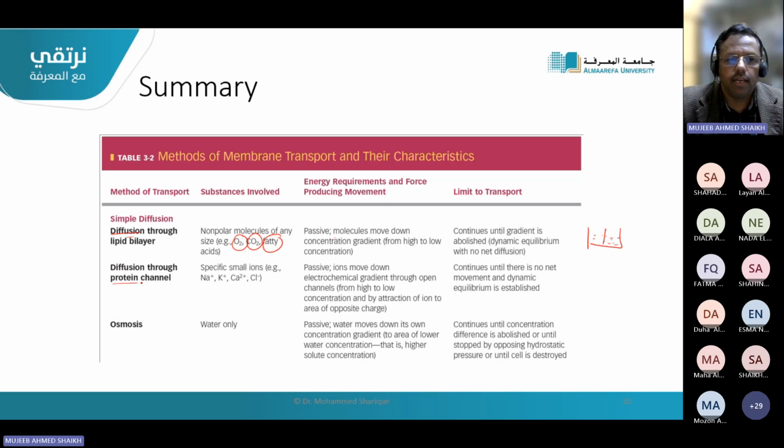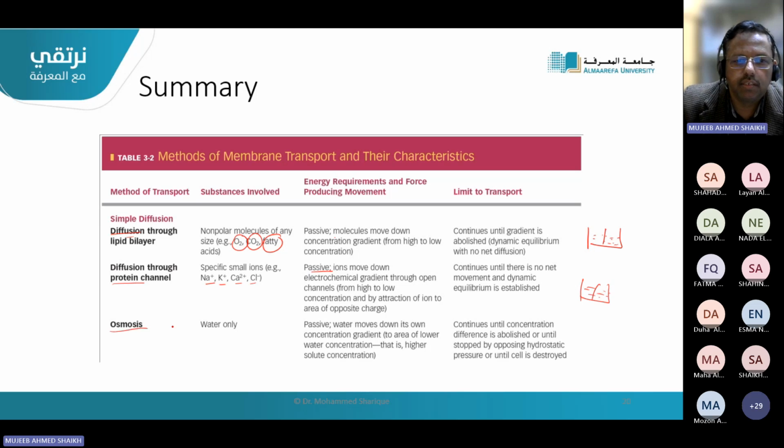Diffusion through the protein channel is facilitated diffusion, like sodium transport, potassium transport, calcium transport. It's a passive movement, but it requires a specific channel. It continues until there is no net movement, in dynamic equilibrium, whenever both sides become equal again.